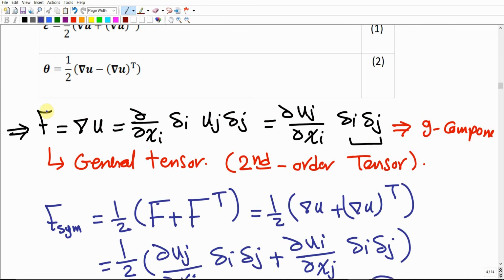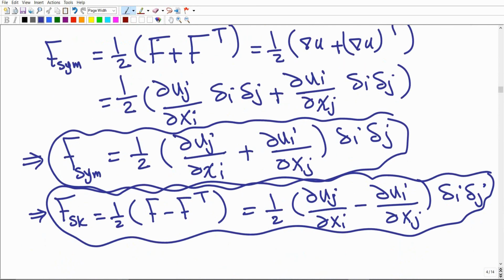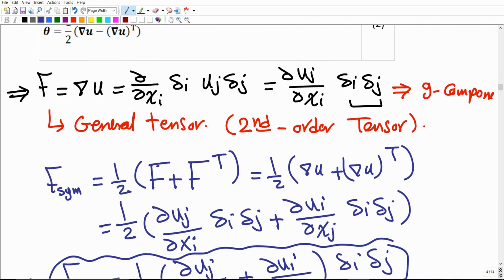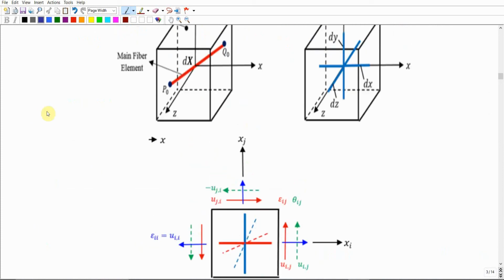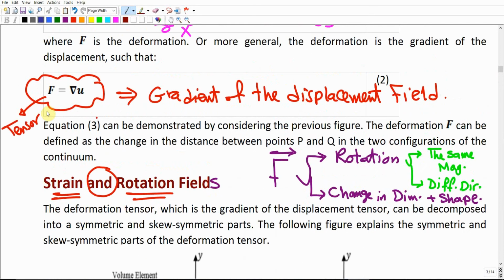So F again is just a general second order tensor with 9 independent components that are totally different, and it can be split into symmetric and skew symmetric parts. Going back again to the discussion here, we said that the deformation tensor is not just a vector. It should be a tensor in this case.